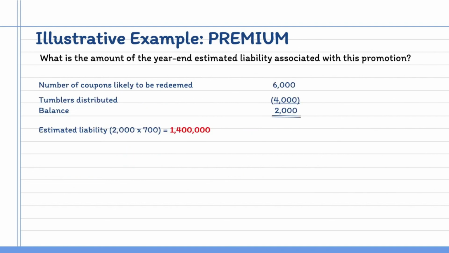Then, para makuha natin yung estimated liability, yung number of coupons likely to be redeemed na 6,000, minus natin dun sa actual na na-distribute na tumbler na 4,000, may balance tayo na 2,000, times yung cost o amount nung every premium na 700 pesos, total of 1,400,000. Yun yung magiging estimated liability natin.